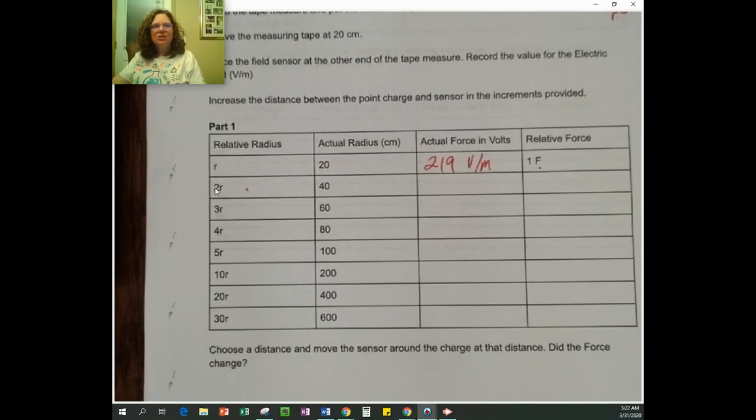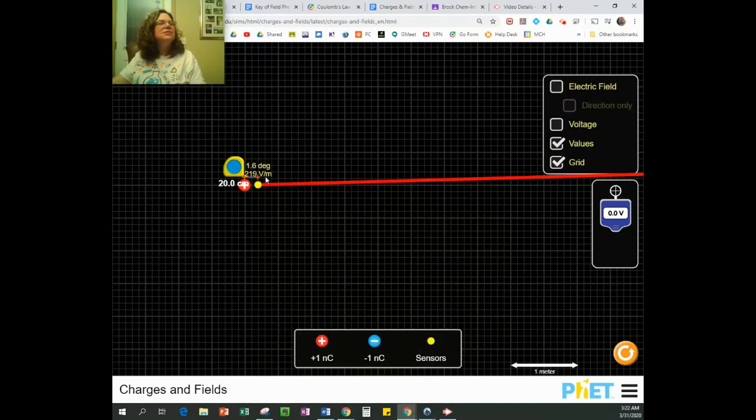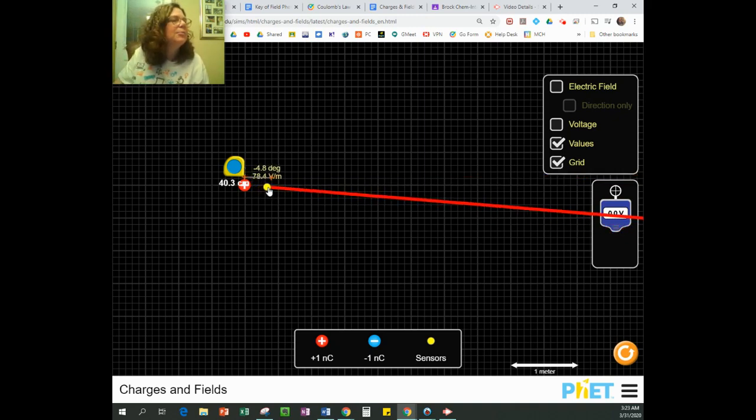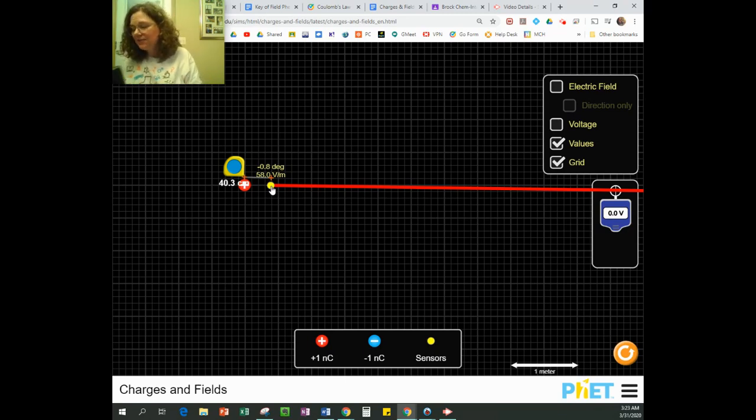So now it says we're going to change the radius to 40. We're going to pull this out to 40 and try to get it as close as we can. It's a little off, a little persnickety, but we're going to do the best we can. Then we have to move the sensor over here. It says 58. I'm hoping that's giving me what I need. Let me look at it too. It's not great, but it's the best we can do.